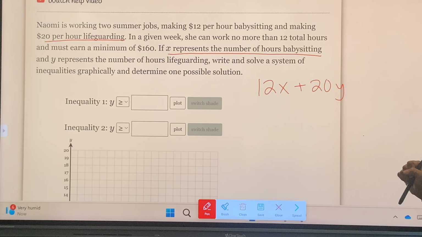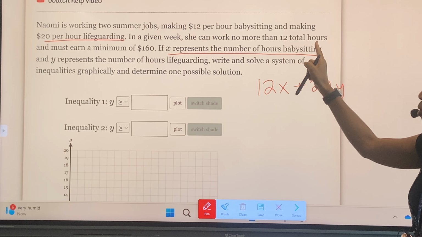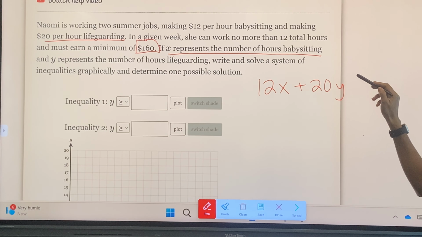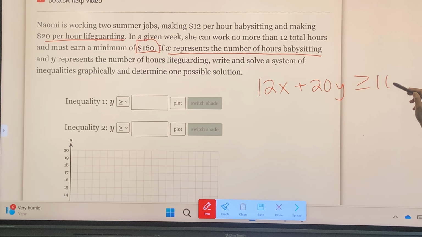In a given week, she can work no more than 12 hours and must earn a minimum of $160. But it would be great if she made more money than that. So guys, when you see the words like minimum, you're gonna use a greater than symbol. Okay, a minimum of 160, she would like to make more than 160.